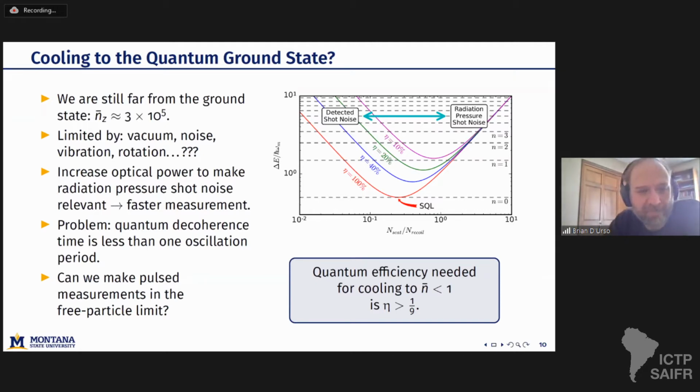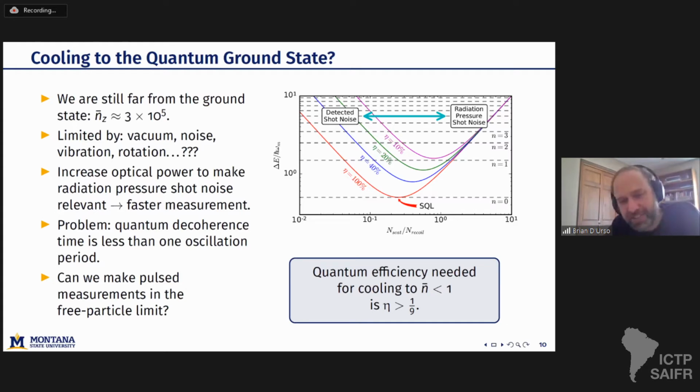So one way to try to get around this is just to hit the particle with more power to try to make radiation pressure shot noise more relevant, so to try to get into some kind of quantum regime. And in doing so, you inevitably do a faster measurement of the position. The problem with that simple approach is that if you try to do the measurement faster, we very quickly run into the oscillation period of our particle. In fact, the quantum decoherence time in our system is less than one oscillation period of the axial motion, which is the one we're interested in. So that's this sort of 10 hertz motion.